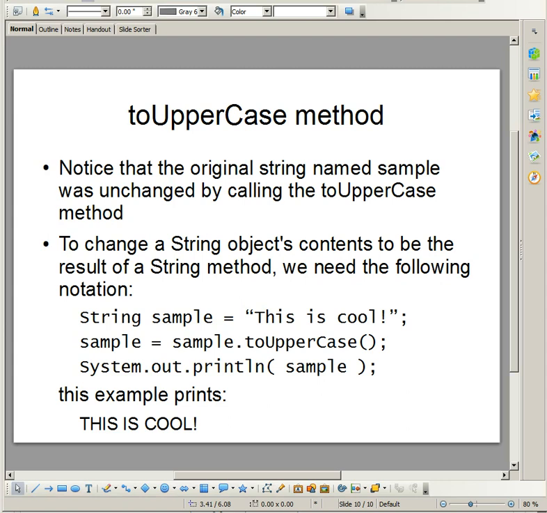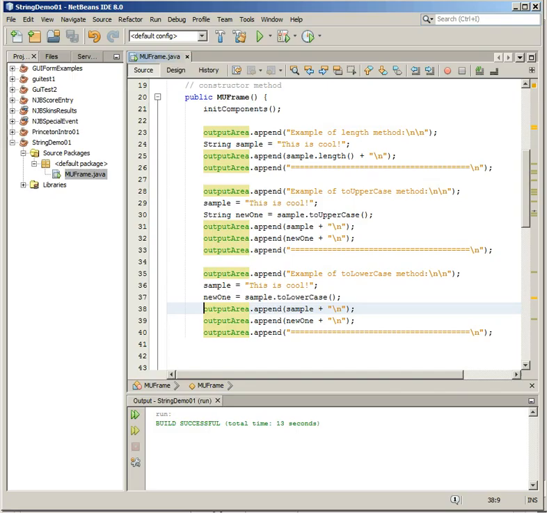So in this case, if I take sample and apply toUpperCase to it and then store that result back in sample, the old version of sample is replaced by this new result, and so sample would be converted to all uppercase. So let's take a look at that in NetBeans.